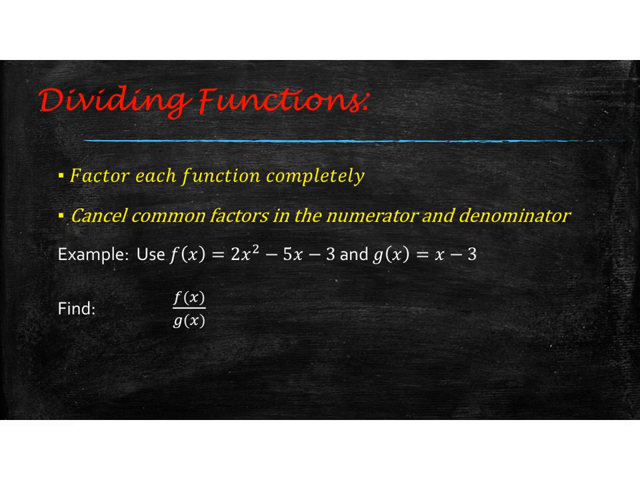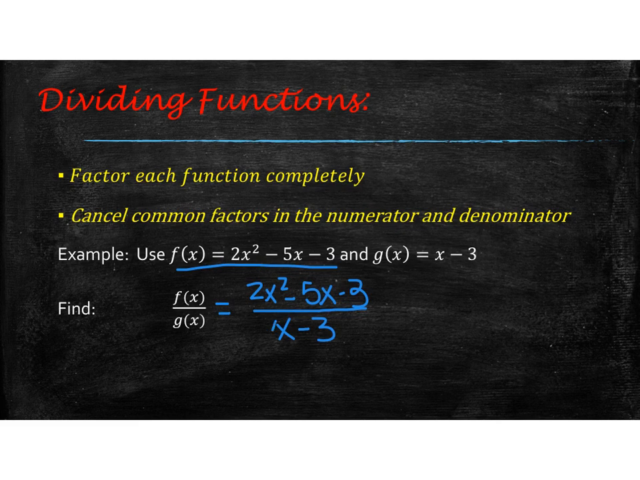Okay, dividing functions. When we're dividing functions, for right now, we're just looking for things that can cancel. So we're going to factor each function completely if we can, and then we'll cancel out common factors in the numerator and the denominator. So we're going to do f of x divided by g of x. You can see that your f of x is right here. F of x is 2x squared minus 5x minus 3. We're going to divide it by g of x, which is x minus 3.